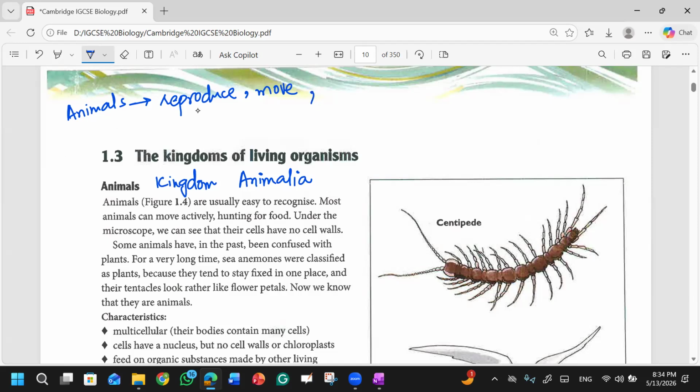Okay, then what can animals do? They can reproduce, they can move, they can eat and drink, these are the same things. Then, are animals heterotrophs or autotrophs? Heterotrophs. Why are animals considered heterotrophs? What is meant by heterotrophs?